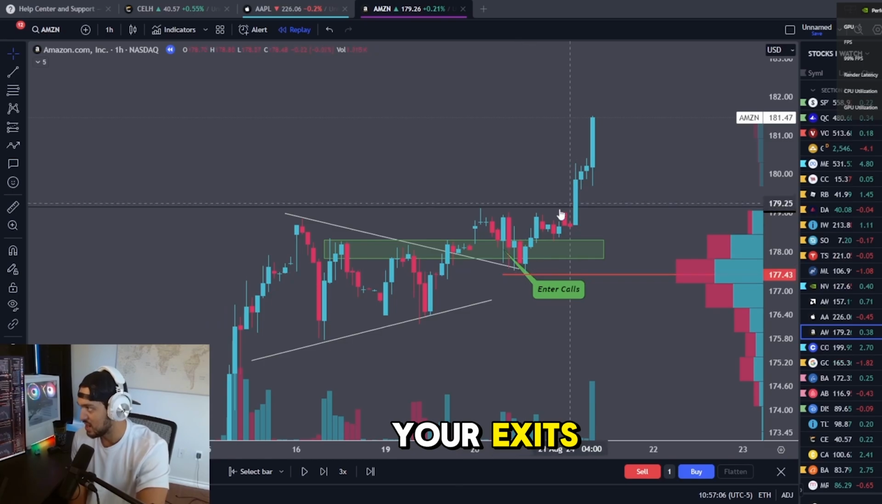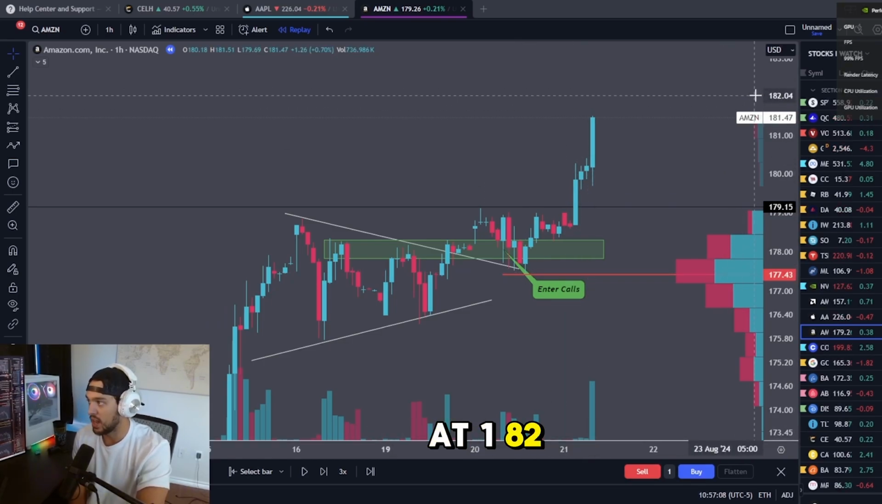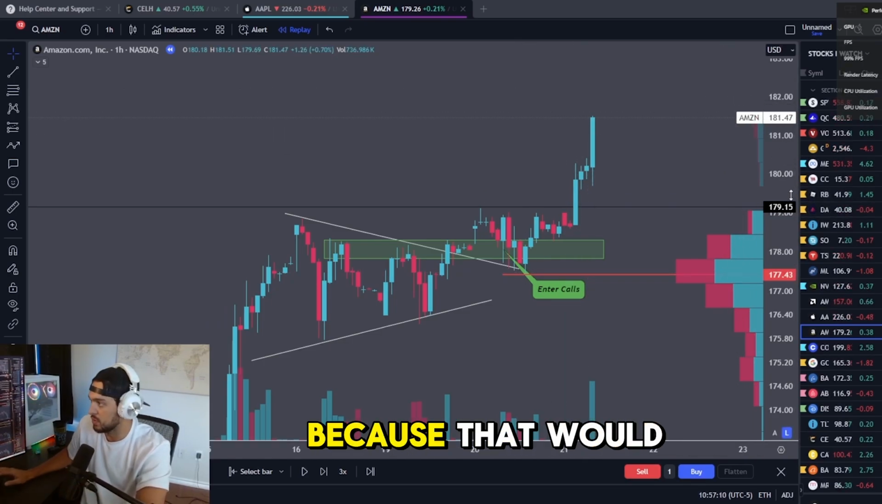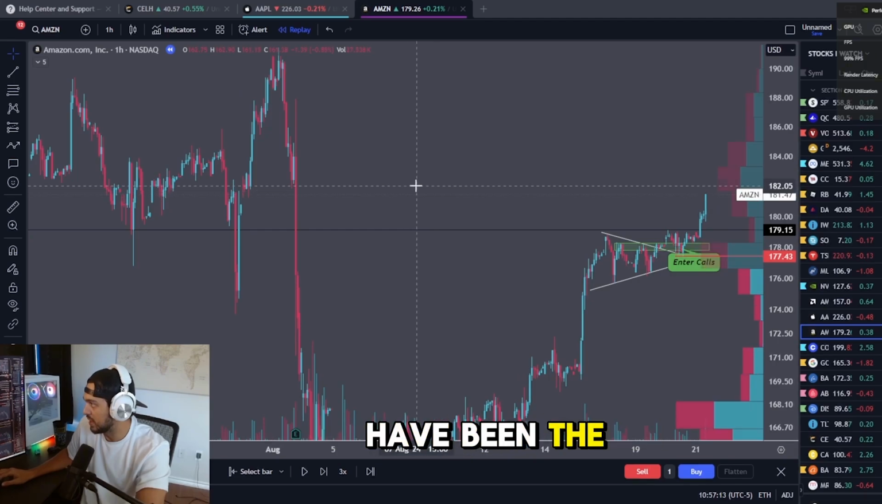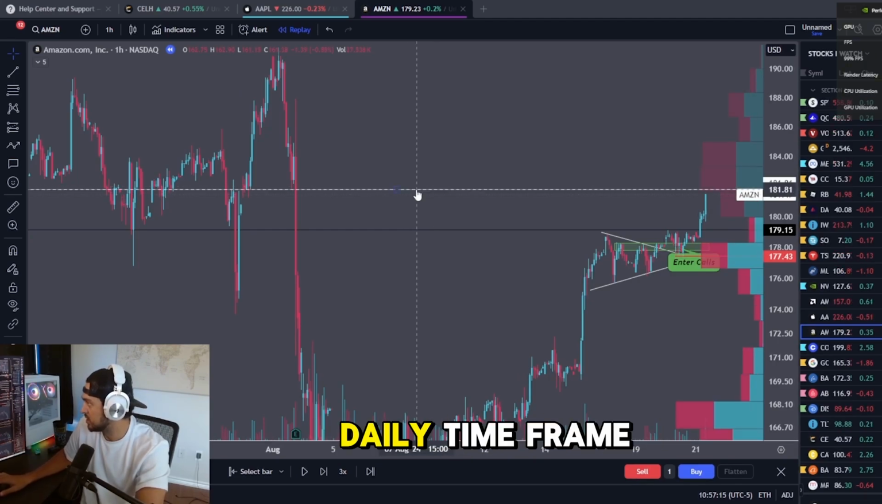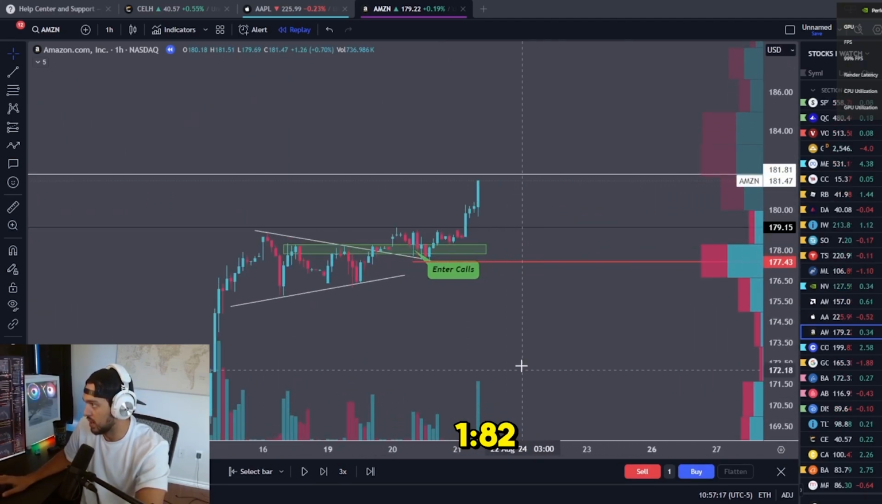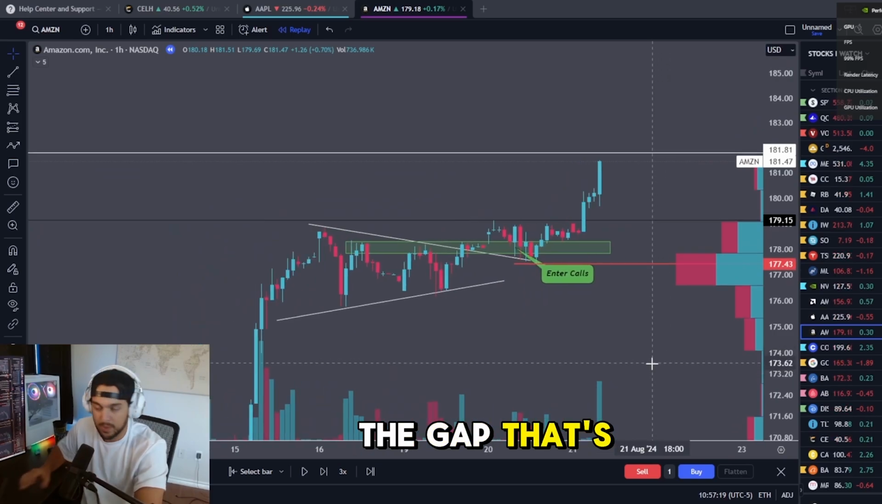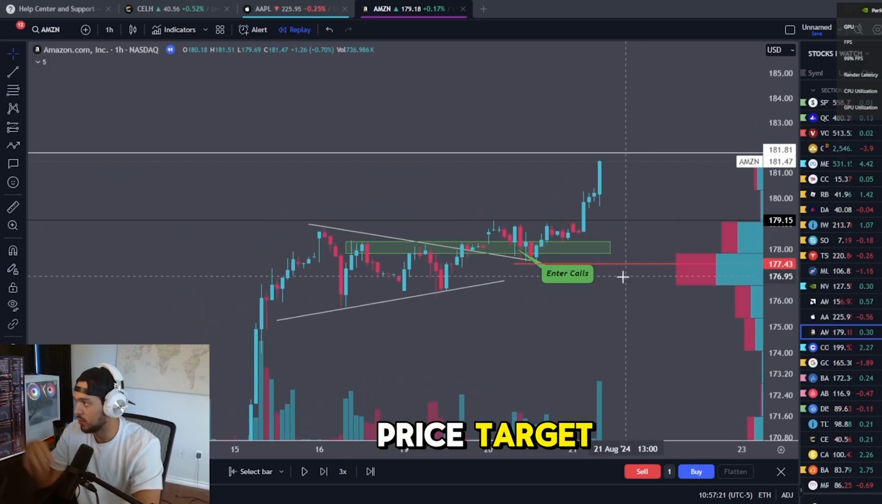Your exits, this exit was at 182 just because another reason is that would have been the gap fill, right? On the daily time frame, we had a gap all the way up to 182. So we're filling the gap. That's why I had a really strict price target, which we ended up hitting.